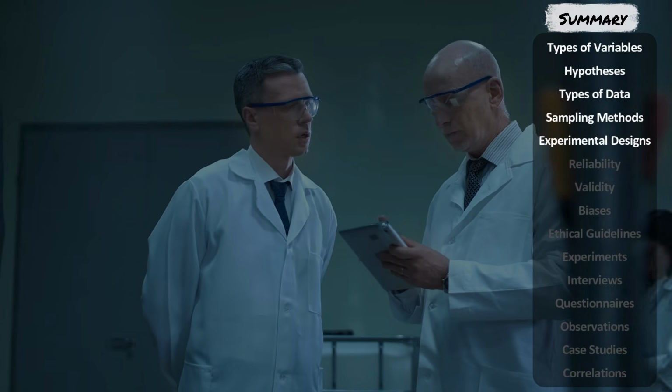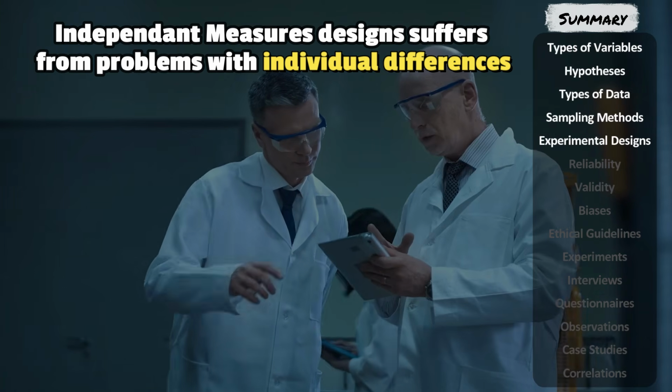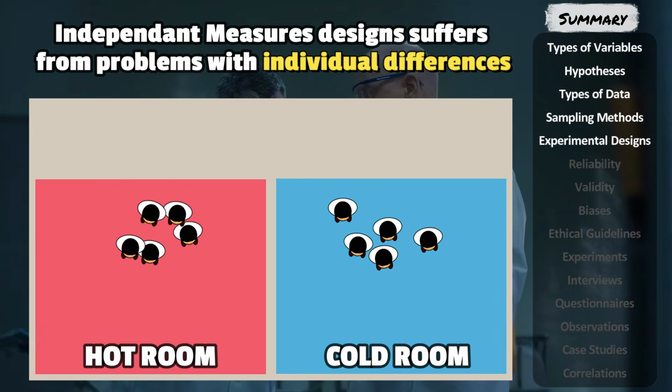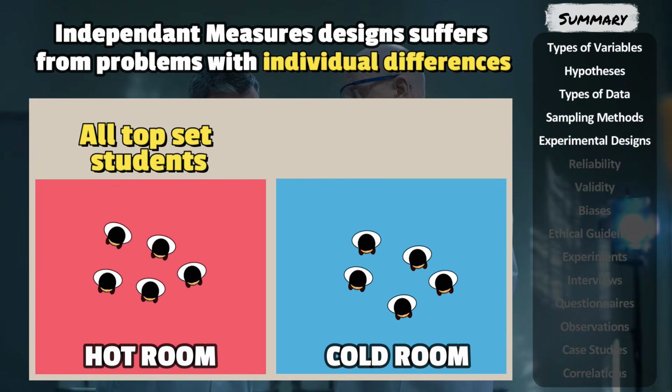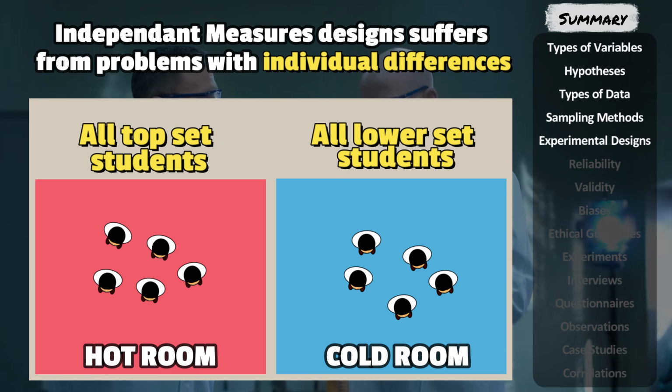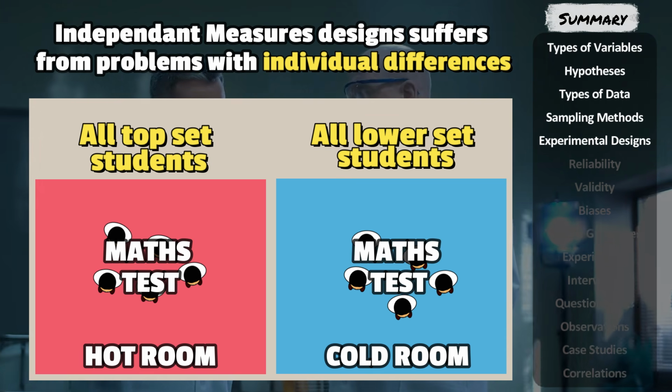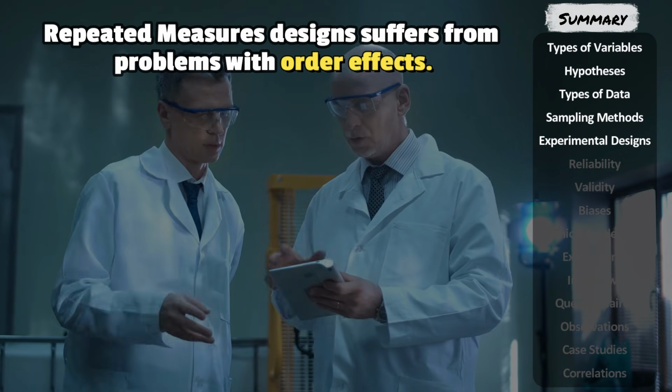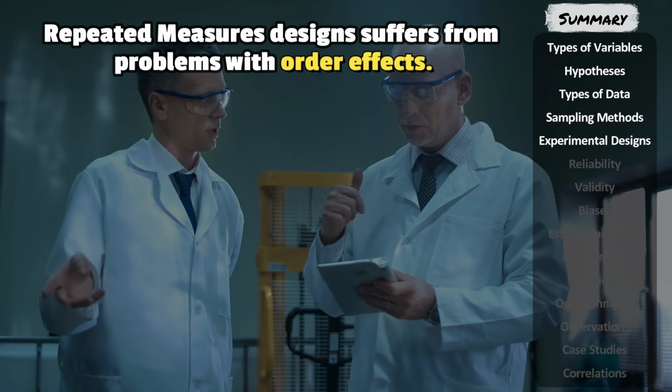You see, a problem with an independent measures design is we have something called individual differences. What if the group that I put in the cold room just happened to be better at maths than the one in the hot room? This would affect the results big time. However, they don't suffer from something called order effect, which is a problem with repeated measures.